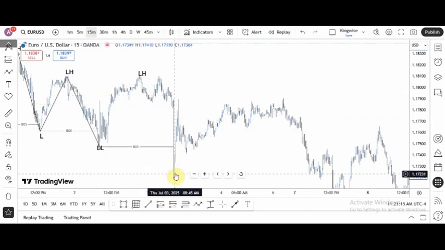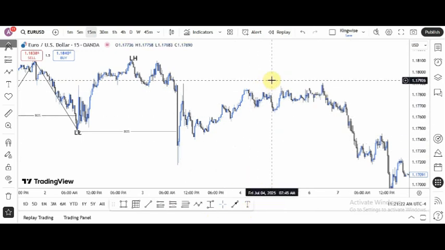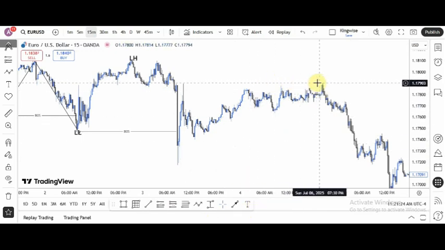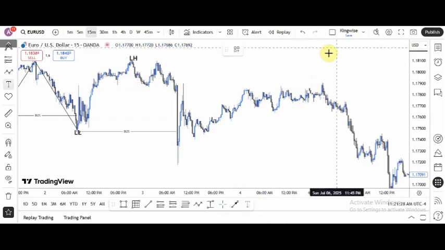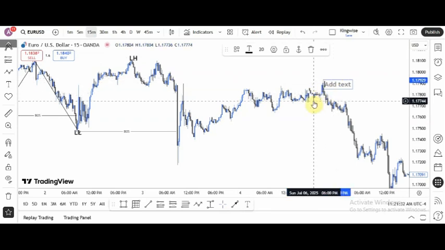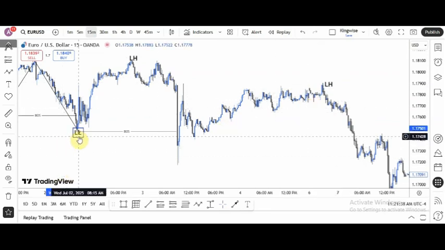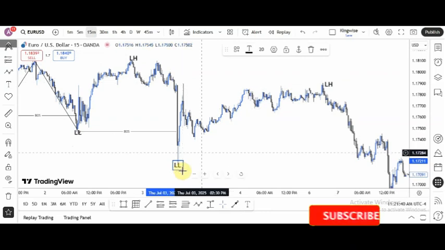So price pushed all the way up to this point here. This is the highest point it got to before going down. So we have here as our what? Our lower high. And this is the new lower low that was formed.